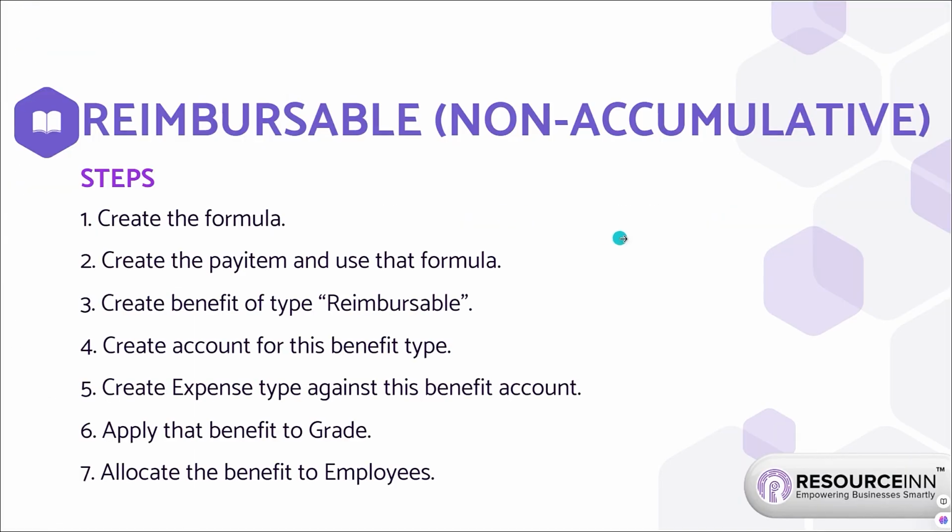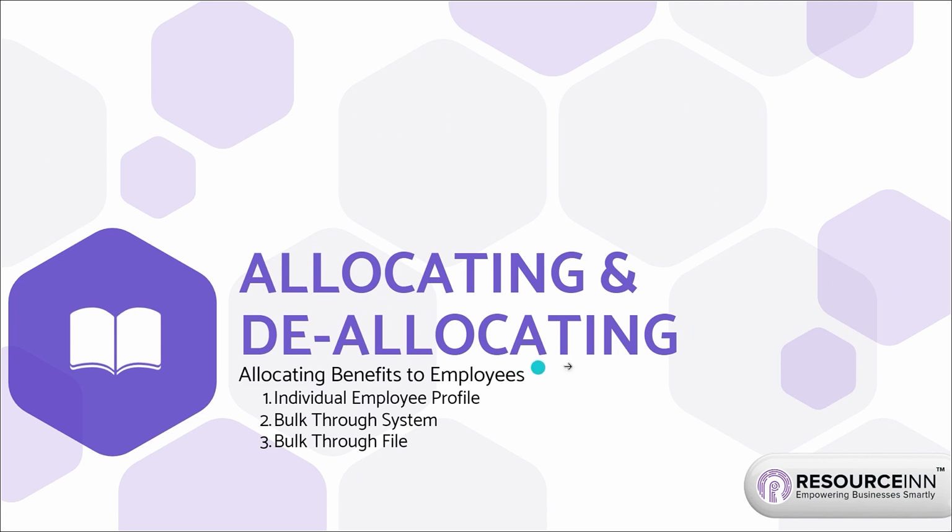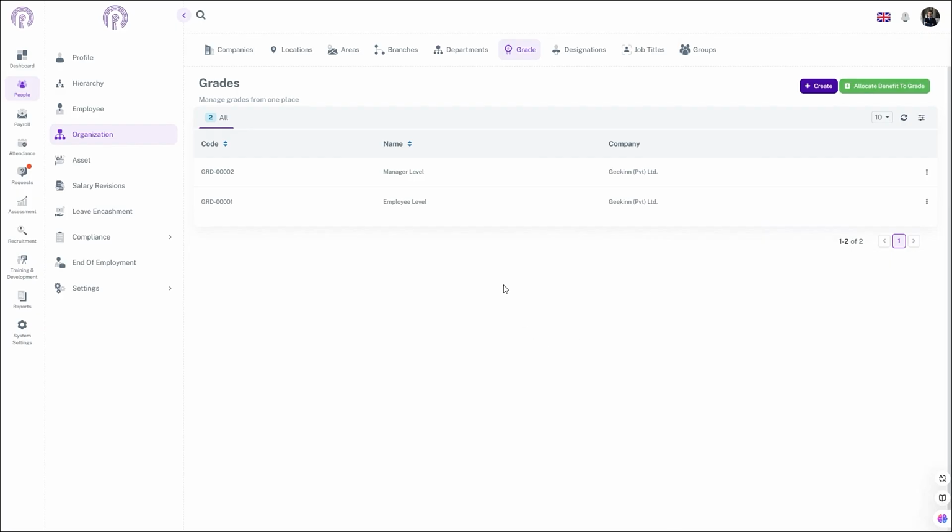Let's discuss allocation and de-allocation of benefits in Resourceinn. Basically, Resourceinn provides three ways to allocate benefits to employees. First is through the individual employee profile, the second one is bulk through the system, and the last one is bulk through file. Let me take you into the portal and let's discuss them one by one. As we know, in Resourceinn, benefit allocation is a two-step process. First is grade level assignment, and the second one is employee level assignment.